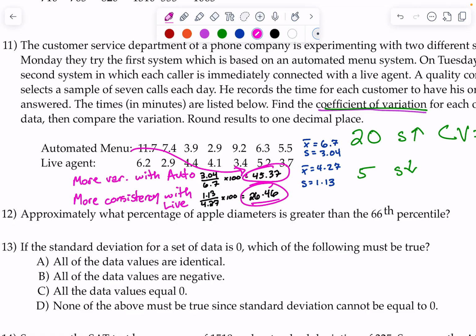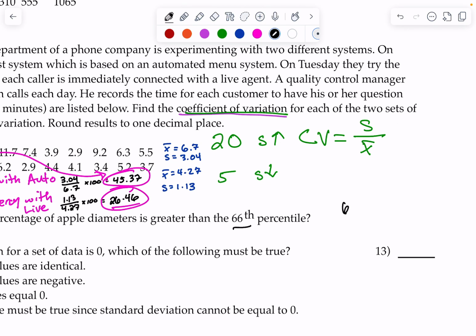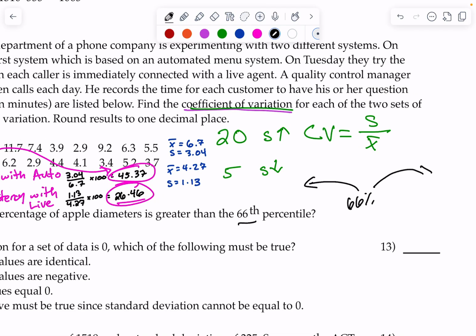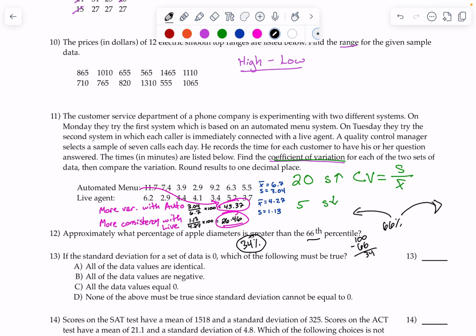Okay, last couple. These are all multiple choice kind of things. Number 12, approximately what percent of apple diameters are greater than you if you are the 66th percentile? Well, 66th percentile means that 66% of people are lower than you. So what percentage is higher than you? 100 minus 66, which would end up being 34%. So 34% will be larger than your value if you are the 66th percentile. Okay, that's not too bad.